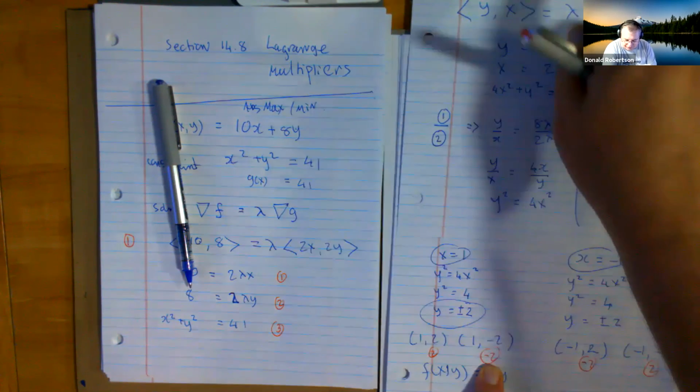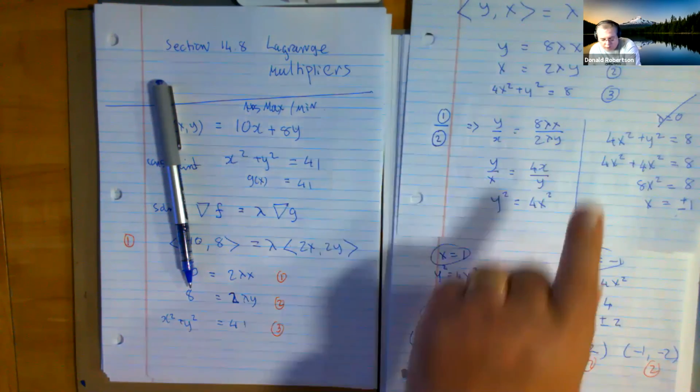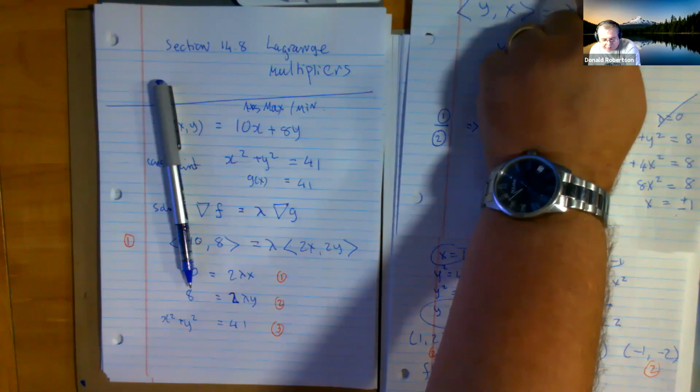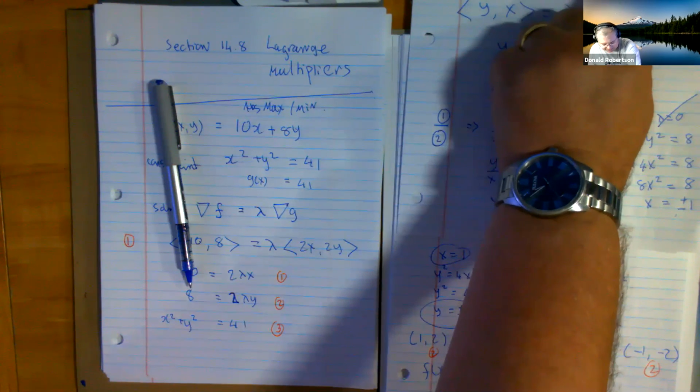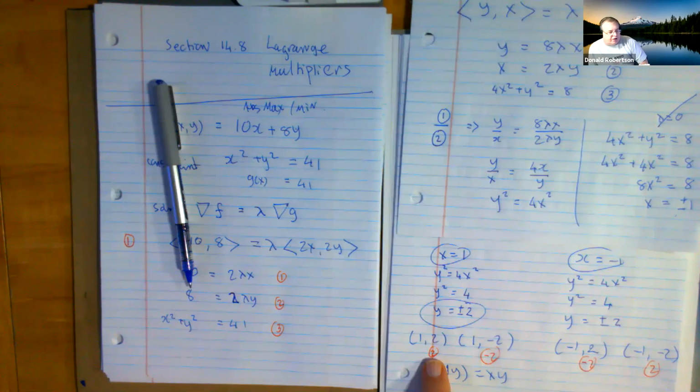So this function, with the constraint that 4x squared plus y squared must equal 8, the biggest it'll ever be is 2, and the smallest the function will ever be inside that constraint is negative 2.